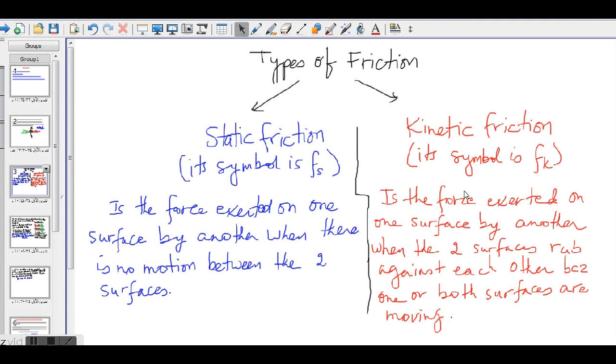It's more obvious that moving objects experience friction. But how come objects that are not moving experience friction? From the term static friction, static means no motion. How can an object that is not moving experience static friction? First, let's read the definition here. It's the force exerted on one surface by another when there is no motion between the two surfaces.